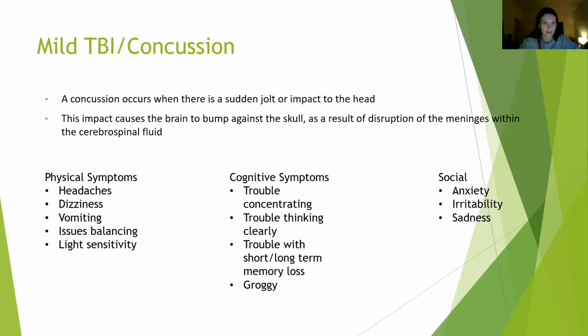A mild TBI, or what's commonly known as a concussion, can occur when there's a sudden jolt or impact to the head. The impact basically causes the brain to bump against your skull, which, as you know, the brain is suspended in the cerebrospinal fluid. So when this happens, it can be really damaging depending on how hard it hits. Physical symptoms would include headaches, dizziness, vomiting, equilibrium issues, light sensitivity, trouble concentrating, thinking, memory loss, and grogginess.